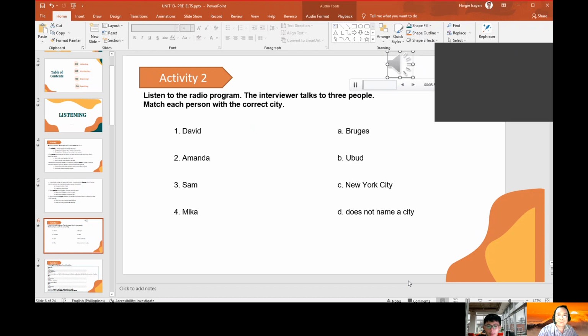Unit 7. Listening 1. Activity B. Good evening, and welcome to Travel Talk. Tonight, we're talking about three special cities, and we have three visitors to talk to us about them. Let's start with Amanda. Hi, Amanda. What city is special for you? Hi, David. Well, I visited Ubud last month. It's on the island of Bali in Indonesia. How was it? It was fantastic, David. I loved the beautiful old buildings, and the food was delicious.